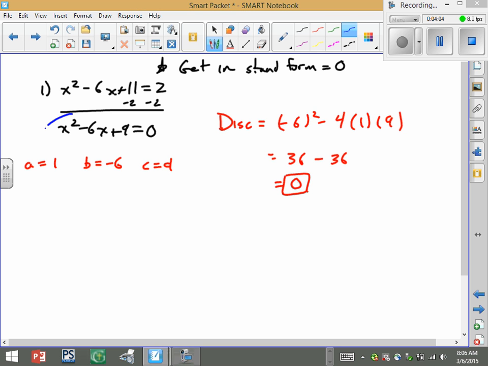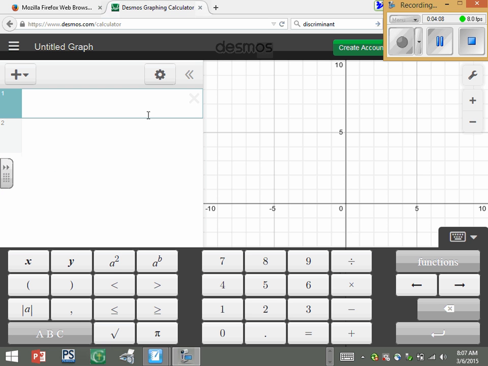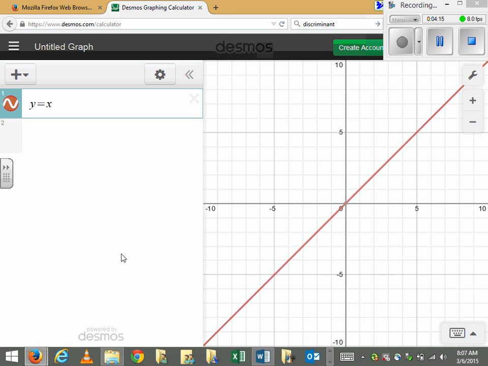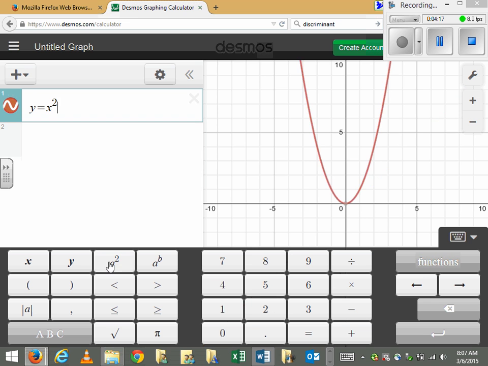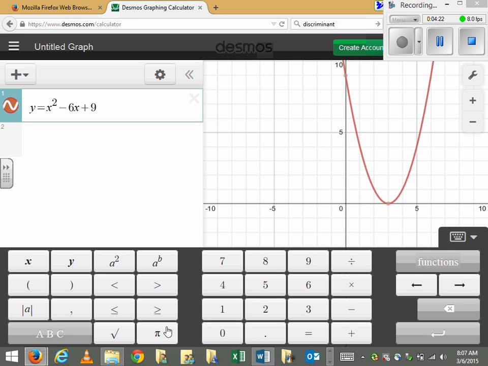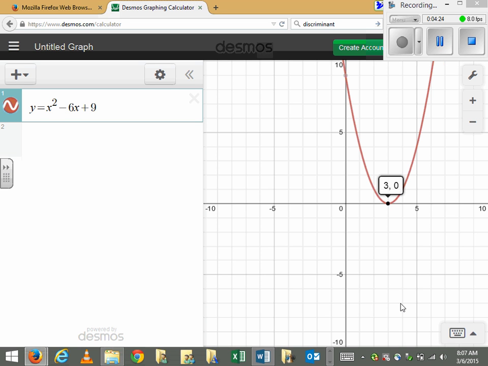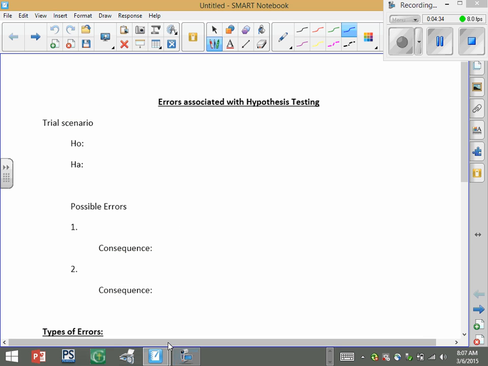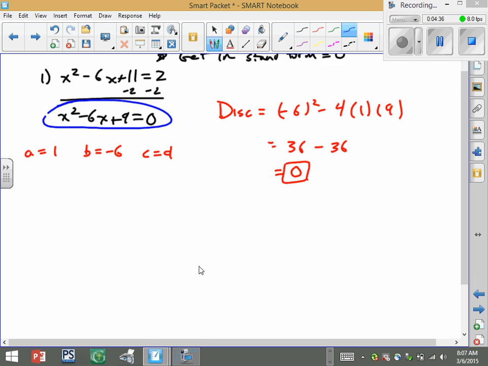Now what we can do with that too, let me take you over to Desmos and we'll graph that and you'll see how this plays out. So I've opened up Desmos and I'm going to put in y equals x squared minus 6x plus 9. You can see right there, this only touches once. There's one real solution. It happens to be (3, 0). So all of this stuff kind of ties together. The discriminant is just one piece of information that we can get a little bit more detail with.